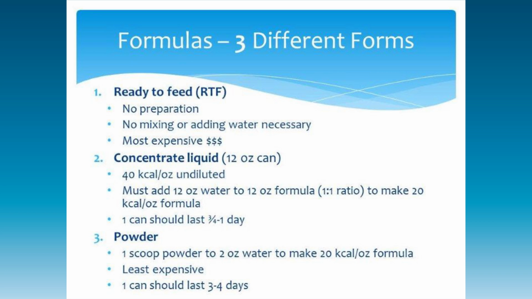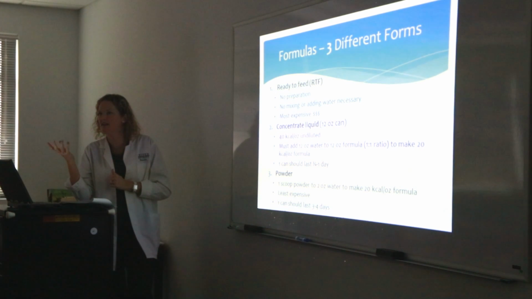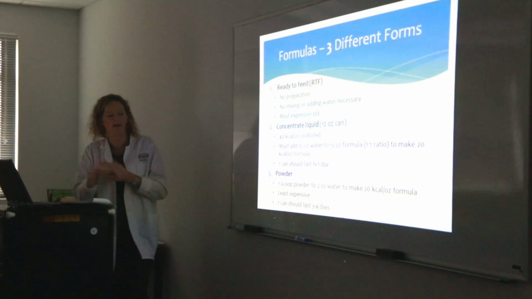The powder, I think it's the most cost effective. Yeah, it's the least expensive of the 3. A scoop of powder to every 2 ounces of water will make 20 calories per ounce. So if you want to make 6 ounces of formula, you add 3 scoops of powder. And 1 can of powder should last 3 to 4 days. And that's a lot easier to travel with.